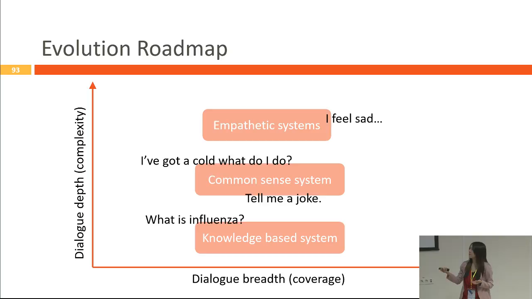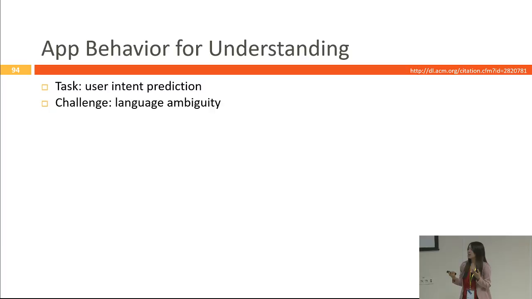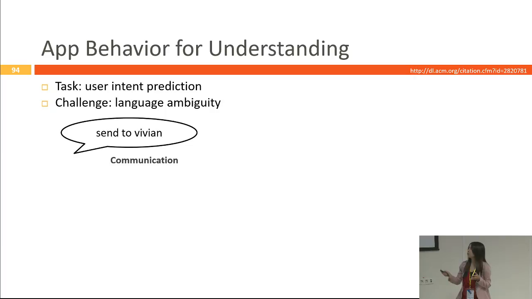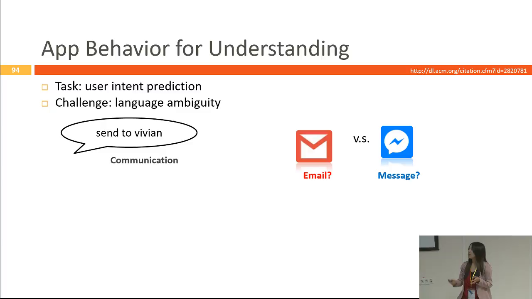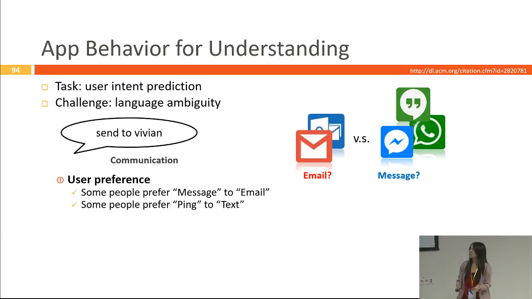In a dialogue system, language is very ambiguous. Let's see an example. Send to Vivian. We know the user wants to do communication, but we don't know whether they want to do an email conversation or a message conversation, right? Usually, user preference matters because some users prefer message to email and some prefer the other. However, for the same person, probably you may have different intent.